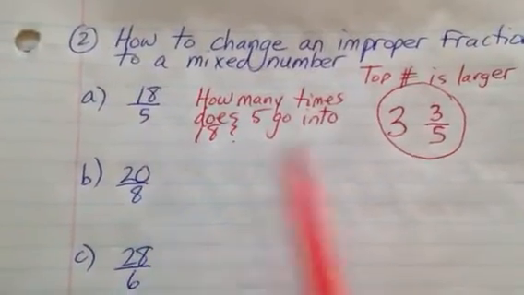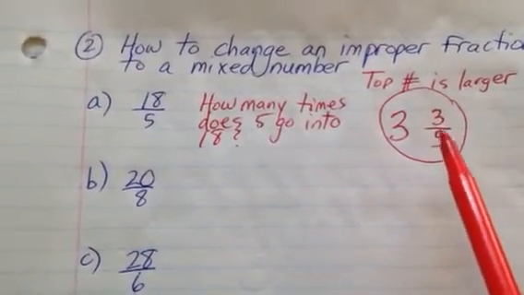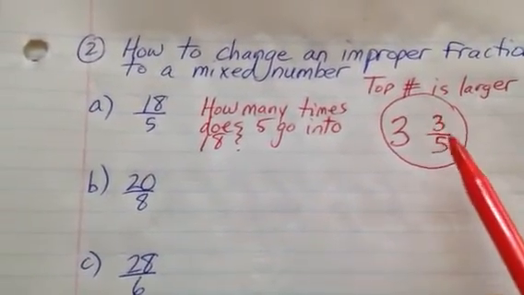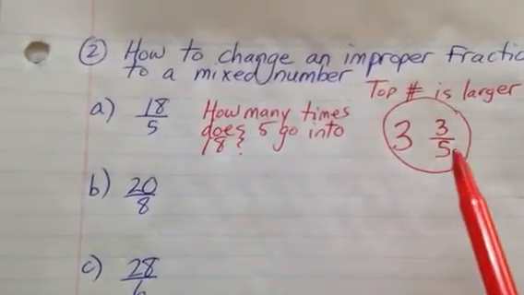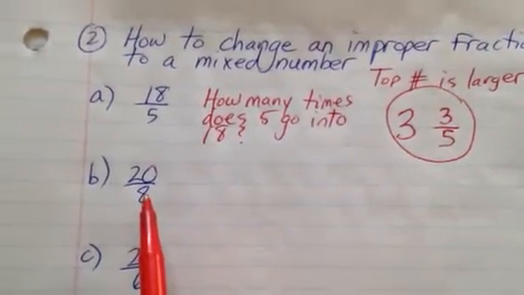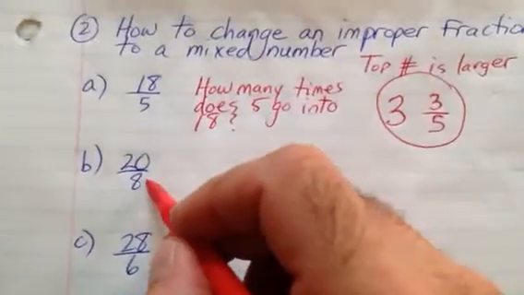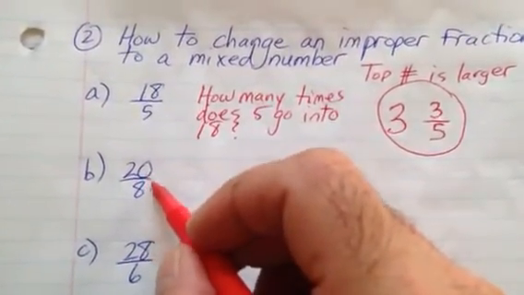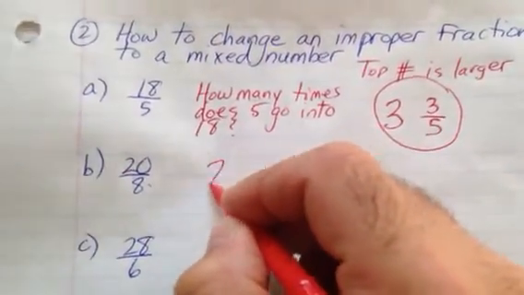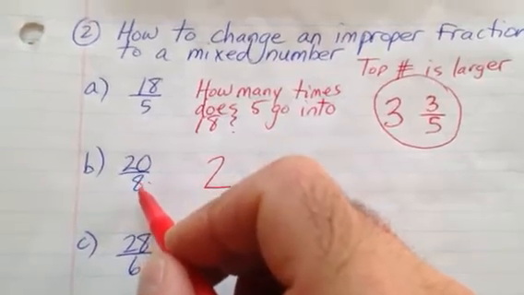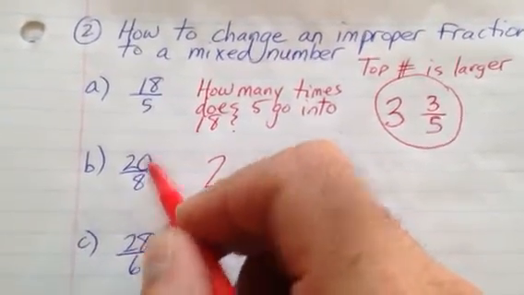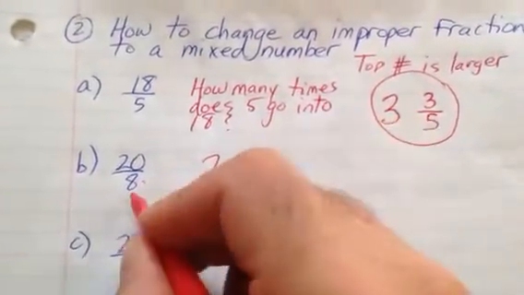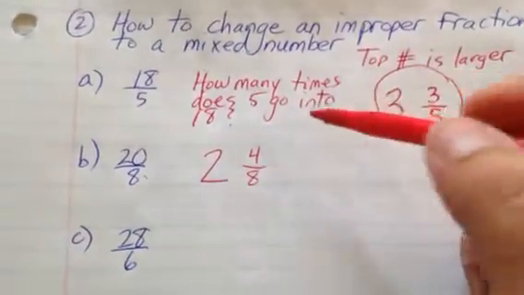And it's also in lowest terms. I can't reduce 3 and 5. There's no number that will divide both of these. So you always make sure you check that. So here, how many times does 8 go into 20? Well, 3 is too many. I think that would be 24, so it goes twice. So 2 times 8 is 16. That means I have a remainder of 4. I keep the 8 on the bottom.